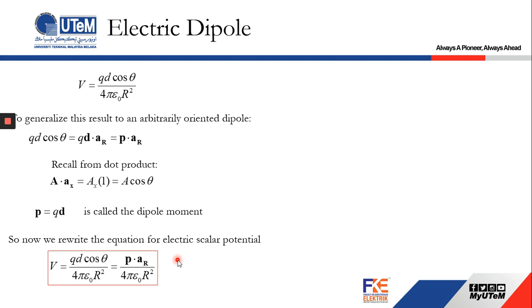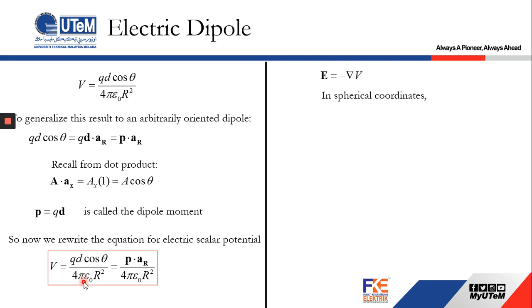So this is the generic equation if we want to find the electric scalar potential for any dipole. Now, the next question is how do we find the electric field E? We know from our class last week that we can derive E equals negative del V. So the electric field can be calculated by finding the negative gradient of the electric scalar potential.